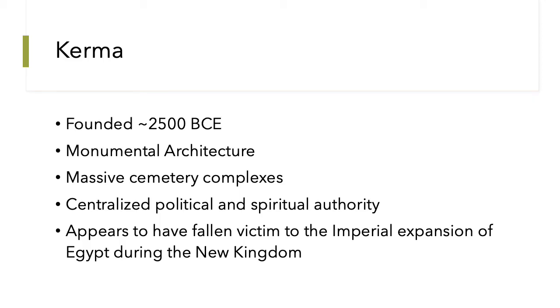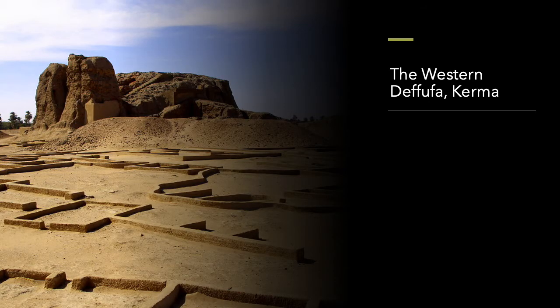It was founded around 2500 BCE and has monumental architecture, massive cemetery complexes, centralized political and spiritual authority. Unfortunately, relatively little research has been conducted up to this point, other than excavating some of the monumental architecture near the center of the site. It appears to have fallen victim to the imperial expansion of New Kingdom Egypt, and the site is abandoned around 1800 BCE. This is one of the larger structures at the site called the Western Defufa, and appears to have been a mud brick temple structure near the center of the site.